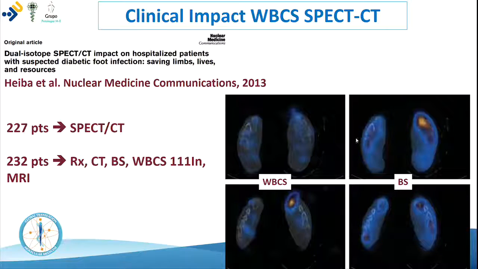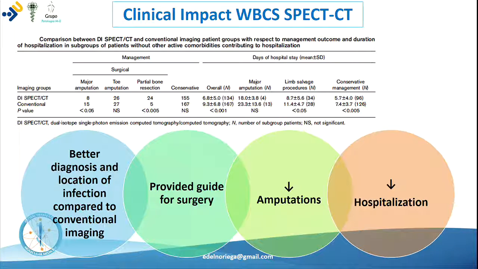If you look at the first row, there is a high uptake in the intercuneiform joint without any uptake in the leukocyte scan. So it means there is an inflammation, in this case, arthritis. But in the second patient, there is a mild uptake in the bone scan corresponding with a high uptake in the leukocyte scan in soft tissue and bone involvement, so it indicates osteomyelitis. They concluded that using SPECT-CT in leukocyte scan, they have better diagnosis and localization of the infection compared with other conventional imaging. It provides a guide for surgery with fewer amputations and shorter hospitalizations.